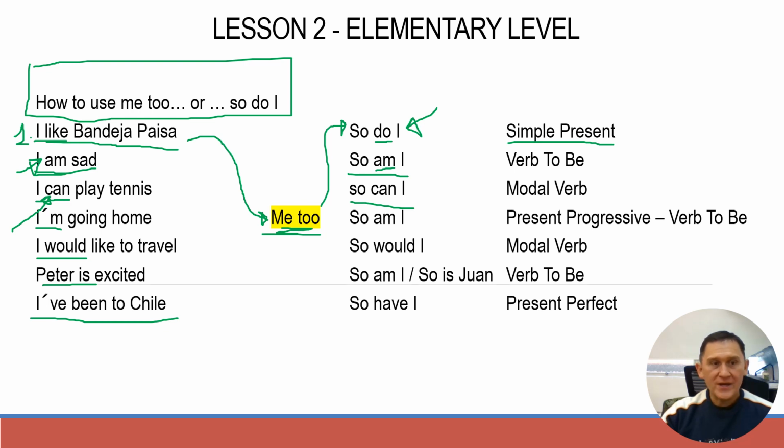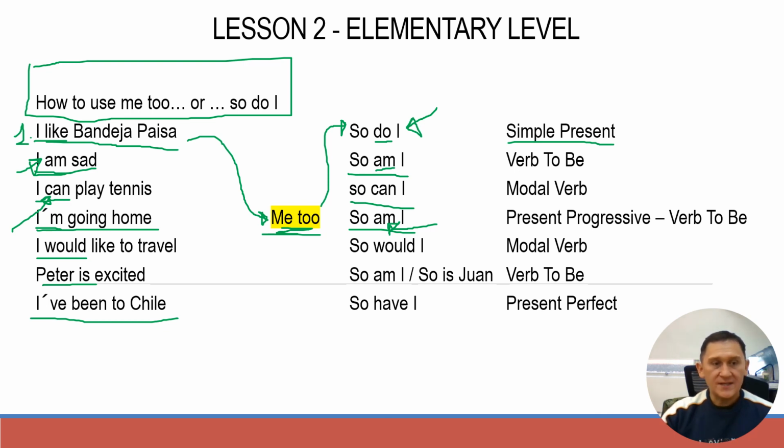After that, we have "I'm going home." You can say "me too," or you can say "so am I." And you have to use am because this is the verb to be that I used in my previous sentence.